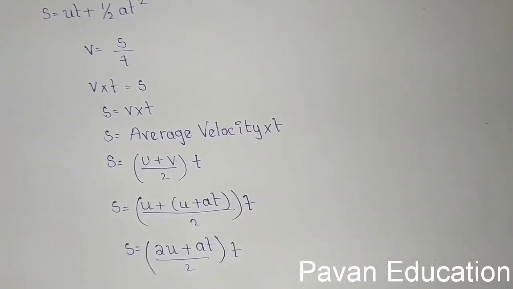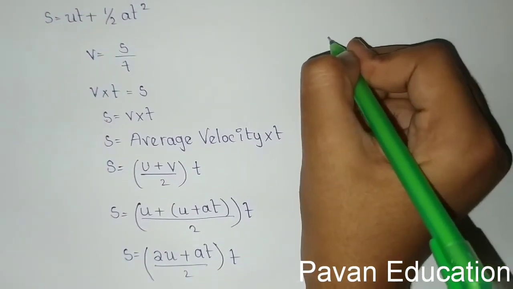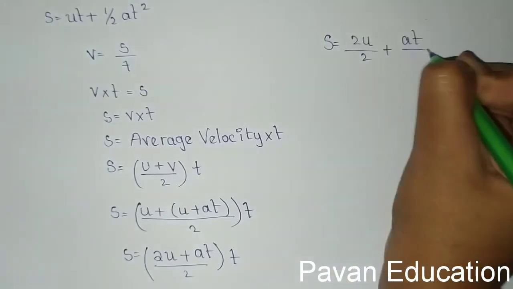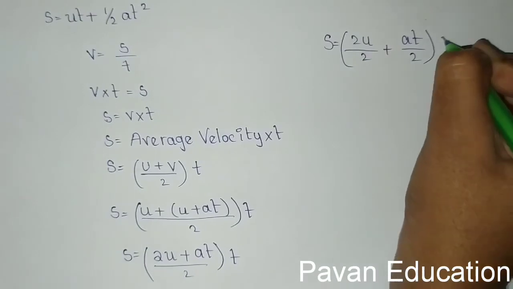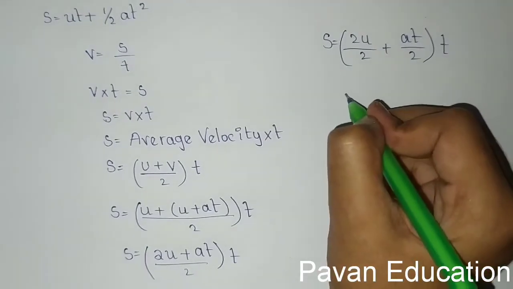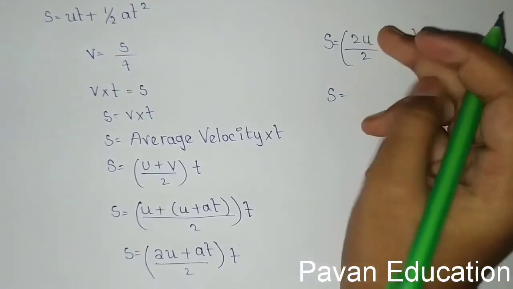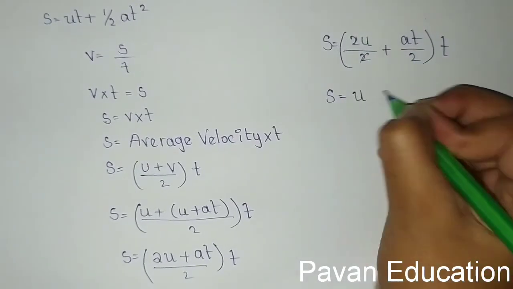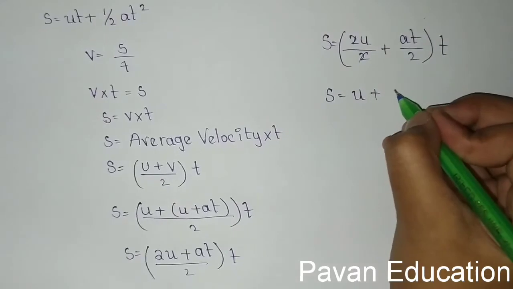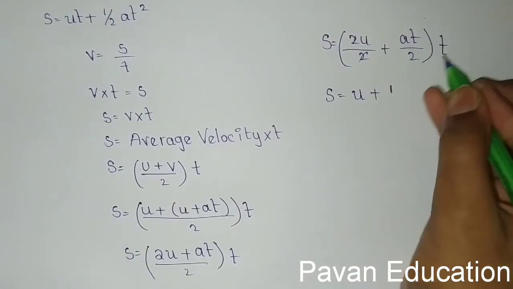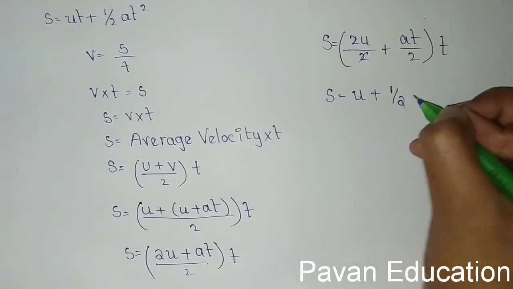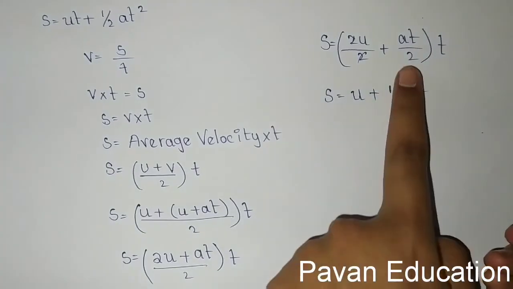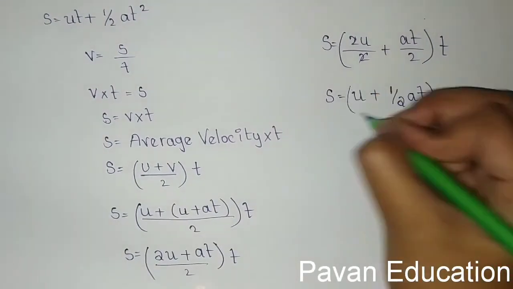So we can write it as s equals 2u divided by 2 plus at divided by 2, into time. Here the 2 and 2 cancel, so we can write it as u plus half into at, all multiplied by t.